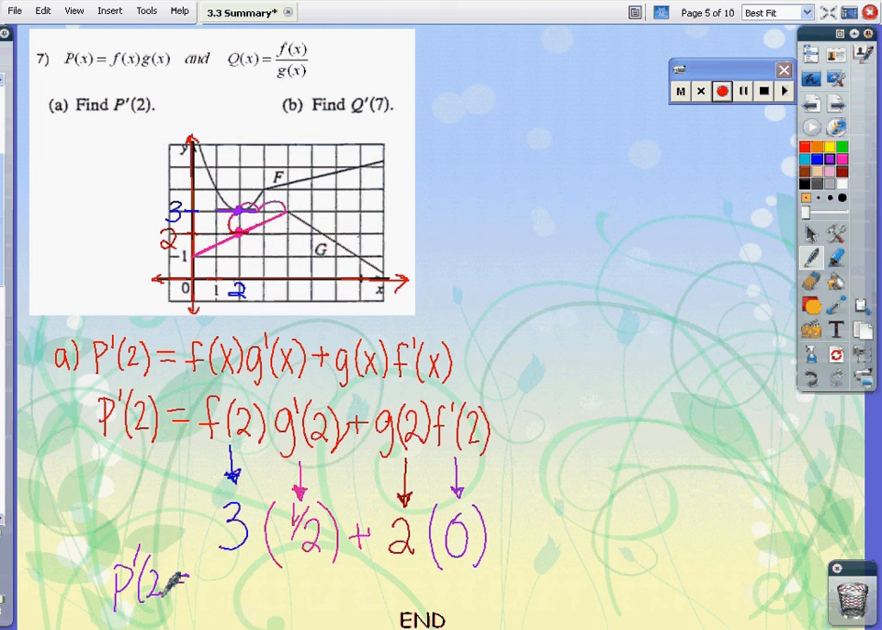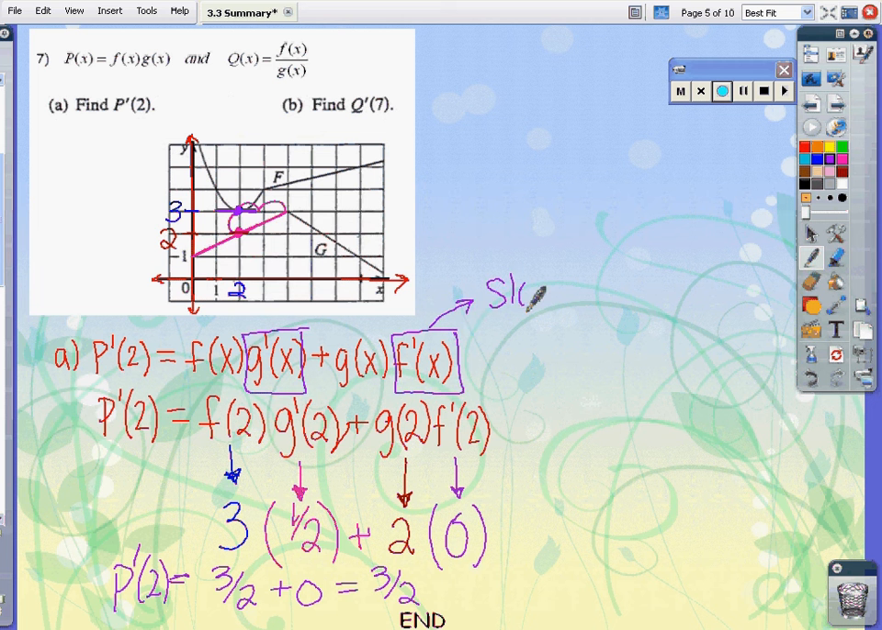I think q of x is now a little bit easier because you understand the concept. Anytime you're asked to do something like f prime of x or g prime of x, you're doing slopes. And when you're asked to do something like g of x, I'll do that in black, or f of x, you're doing y values.